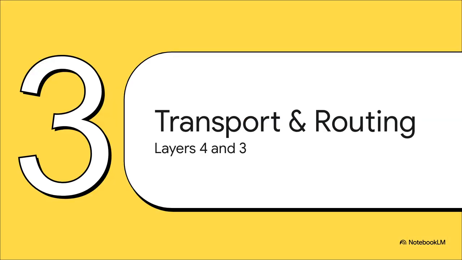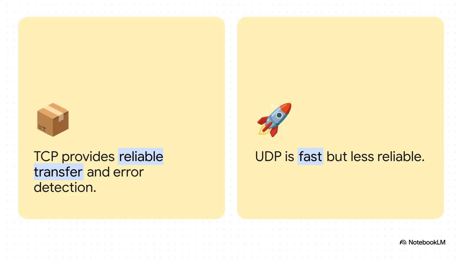Next up is Section 3, Transport and Routing. With our message all formatted, it's time to actually move it at Layer 4, the transport layer. This layer manages segmentation, error detection, and flow control, and it basically has 2 main shipping methods to choose from. On one side, we have TCP, which gives you highly reliable data transfer. It checks for errors and makes sure every single piece arrives. It's like sending certified mail where you need a return receipt.